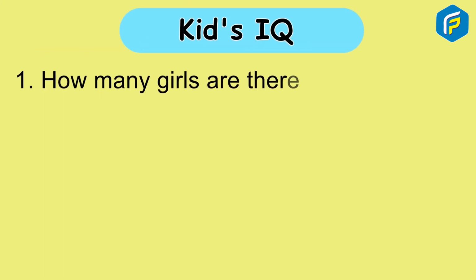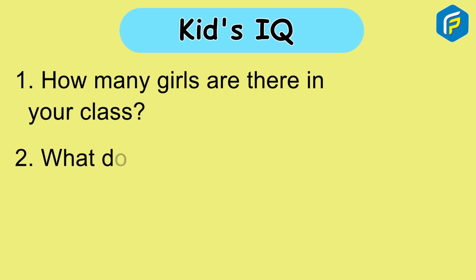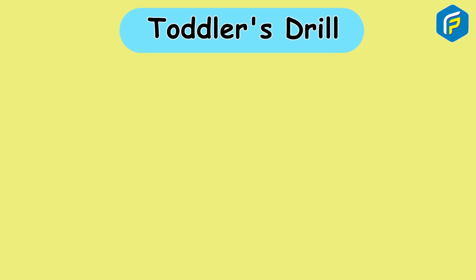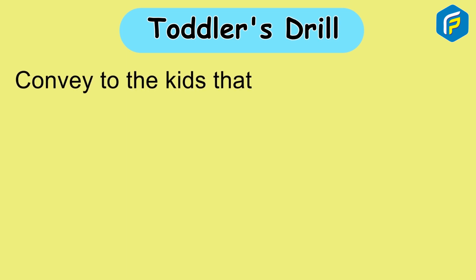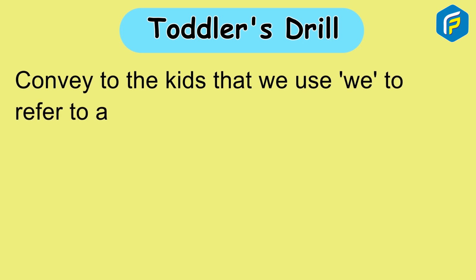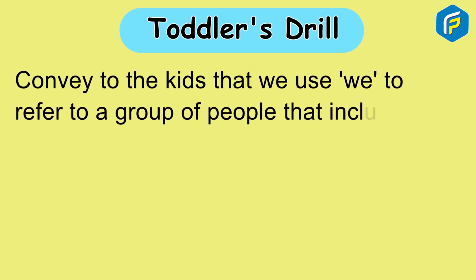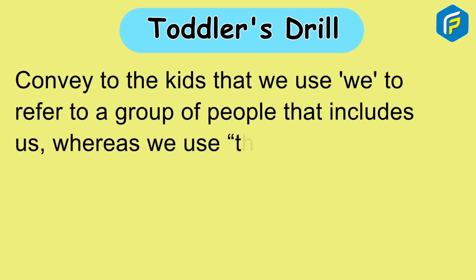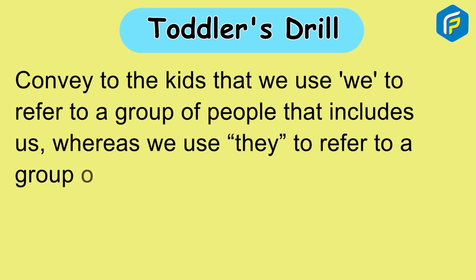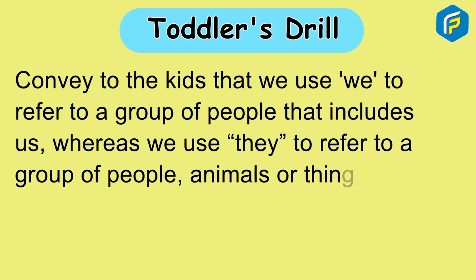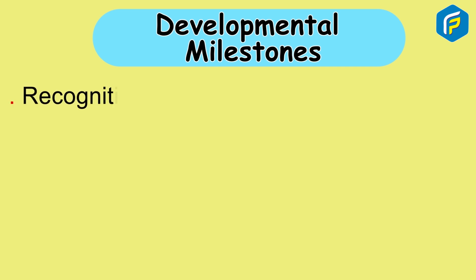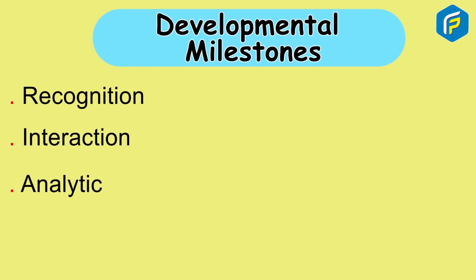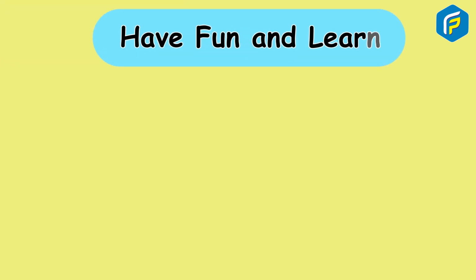Kids IQ. How many girls are there in your class? What do soldiers do for us? Toddlers drill. Convey to the kids that we use we to refer to a group of people that includes us, whereas we use they to refer to a group of people, animals and things. Developmental milestones. Recognition. Interaction. Analytic. Have fun and learn.